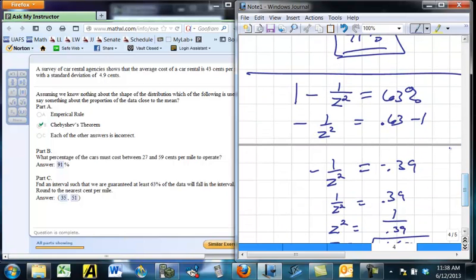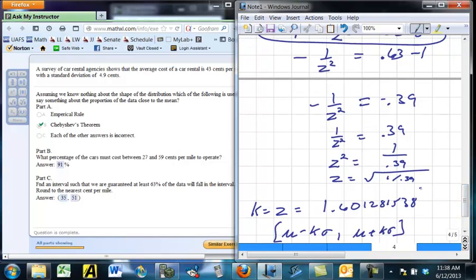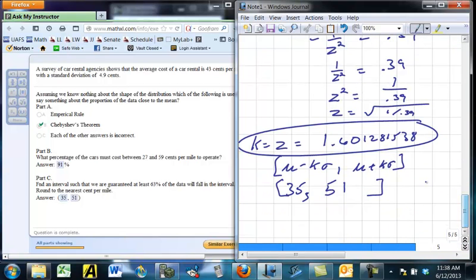This one down here is exactly backwards. We know the percentage, that's part C. We plug that in, solve for z, which is our z or k value from above. Then we use this formula right here to plug in and get our result. And so there's an example of an application of Chebychev's theorem.